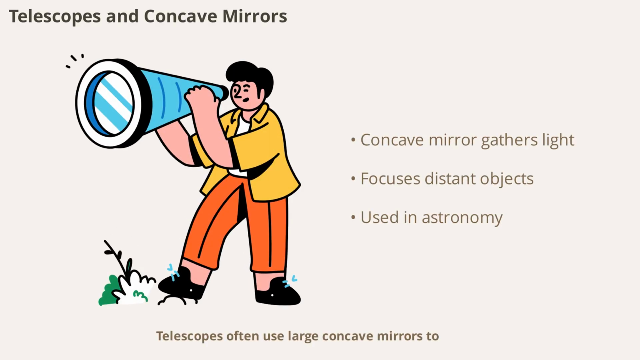Telescopes often use large concave mirrors to gather and focus light from distant objects, such as stars and planets. The mirror collects faint light and brings it to focus, allowing astronomers to observe objects far beyond the reach of the naked eye.